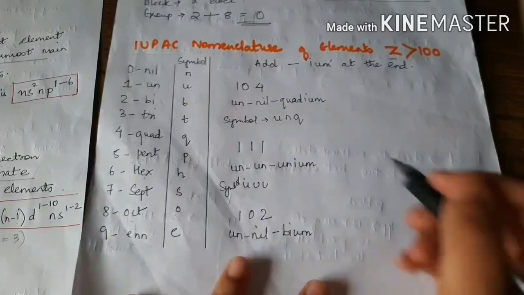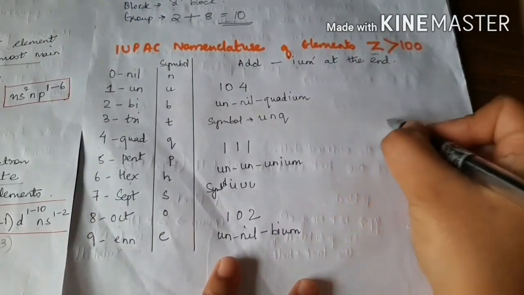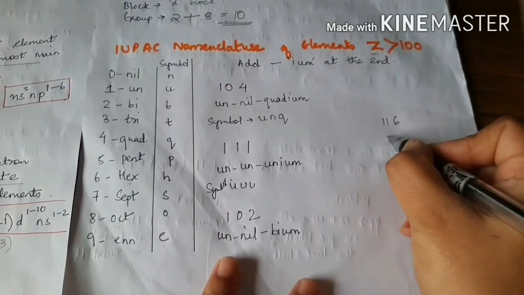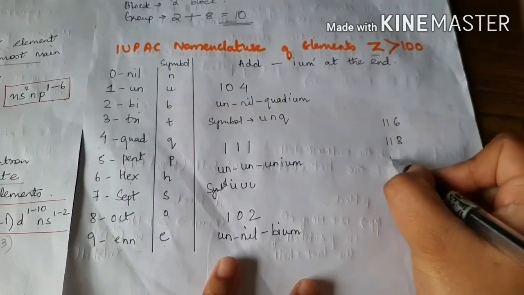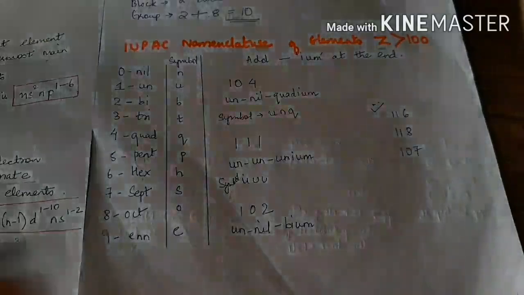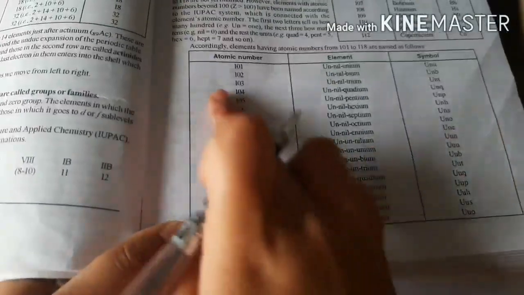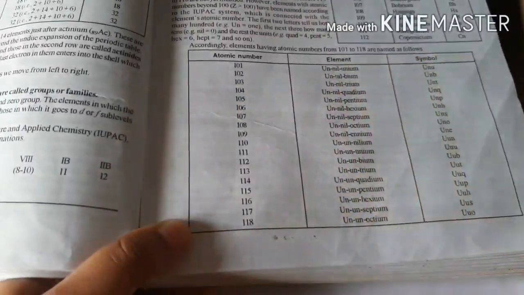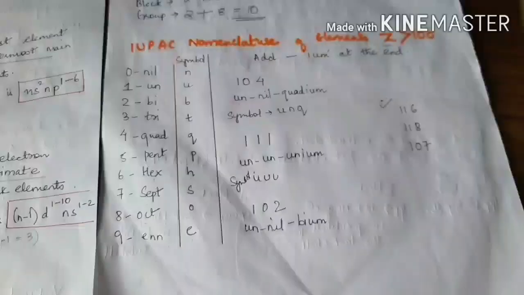For your homework, you will do 116, 118, and 107. This is your homework. Without looking at the book, you do it, then refer to your book. They have provided the symbol there.